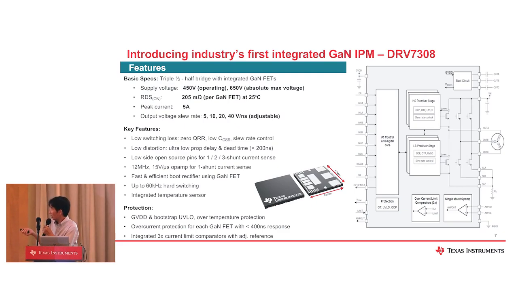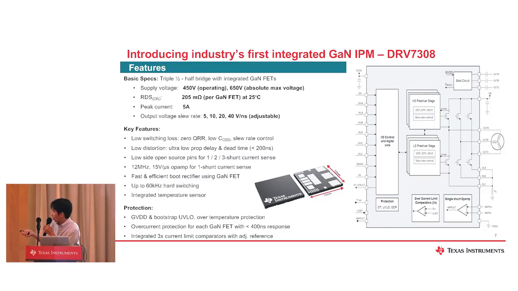You can see here the basic spec. This is the supply voltage, the RDS(on), and the peak current. Currently, this device supports up to 5 amps, and slew rate. This is one important piece of information. The output slew rate can be adjustable: 5, 10, 20, 40 volts per nanosecond.